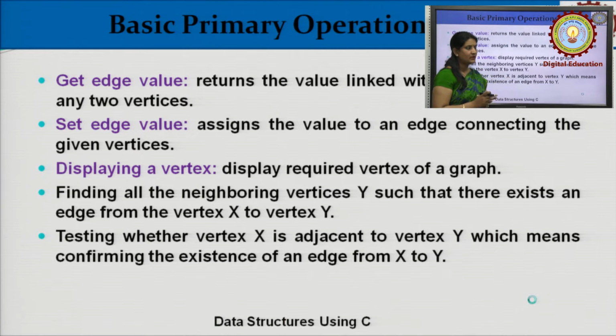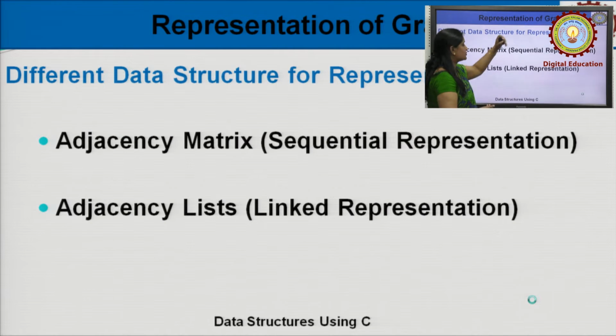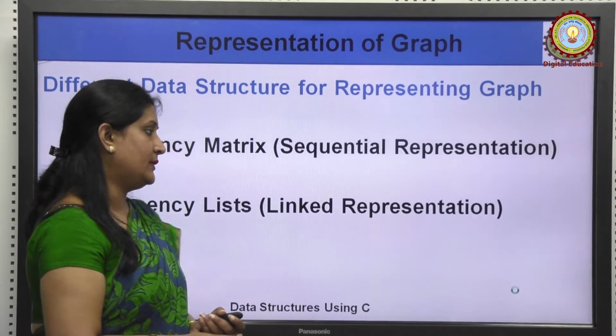It depends on the implementation, what operation do you want to perform. These all are the graph ADTs, that means graph abstract data types. Now we discuss how to store the graph in the memory. There are two data structures used to store the graph in the memory.